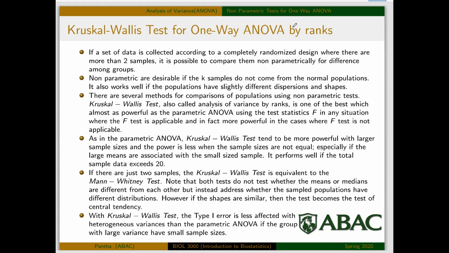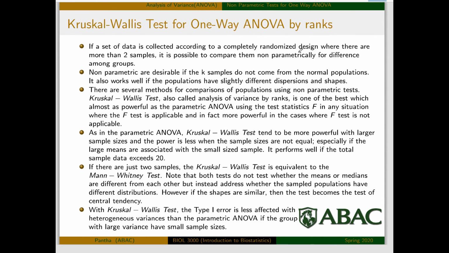Okay, so the last thing that I wanted to discuss in this video is the Kruskal-Wallis test. Remember that we just discussed non-parametric tests. If a set of data is collected according to a completely randomized design where there are more than 2 samples, it is possible to compare them non-parametrically for differences among groups. Non-parametric tests are desirable if the K samples do not come from a normal population. If the populations are not normal or deviate from normality very much, then we use the non-parametric test. It also works well if the populations have slightly different dispersions and shapes.